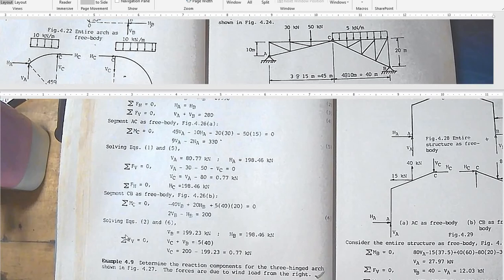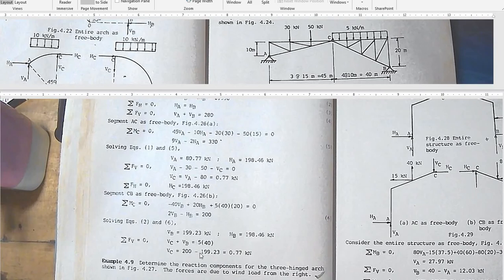And then still at segment CB, summation forces vertical is equal to 0. So dito sa segment CB, ang vertical forces lang, you have the 5 kilonewton per meter uniform load and the vertical reaction at B. Okay? Also, you have the vertical reaction at point C. So, VC, ayan, plus VB is equal to the vertical load, 5 times 40. Okay, so VC is equal to 200 minus 199.23.